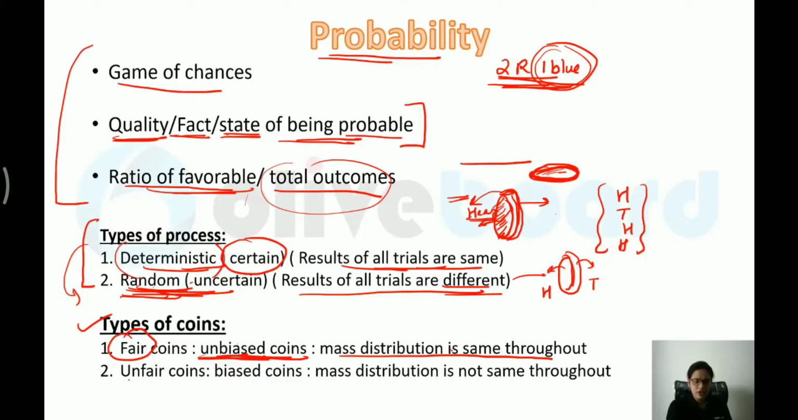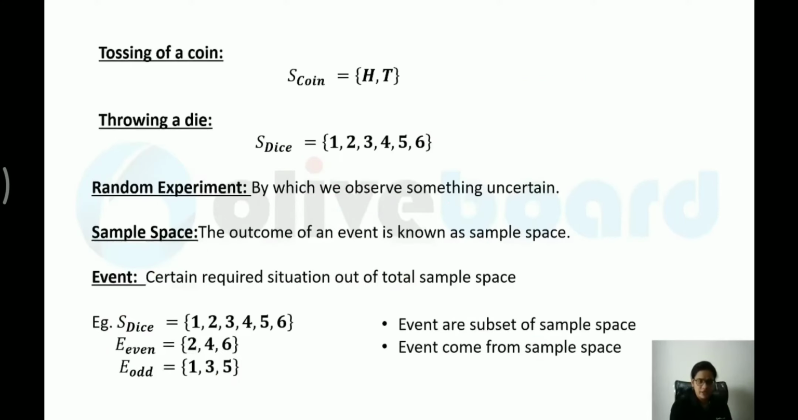When you are talking about the unfair coin, it is a biased coin. Unfair coin is a biased coin. The mass distribution is not the same throughout. So these two definitions are also important, fair coin and unfair coin. Whenever you are figuring out the probability, it is important that it should be a random process and it should be a fair coin.